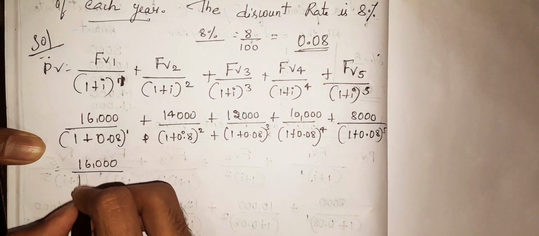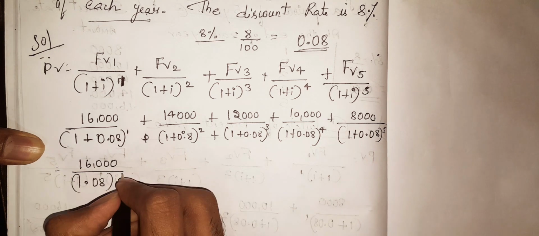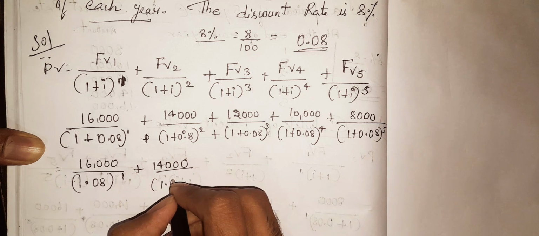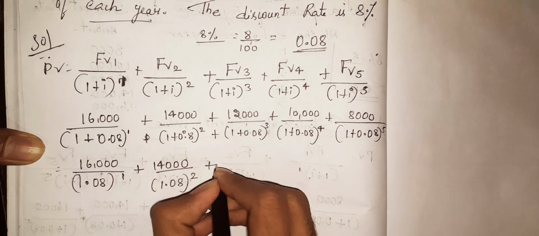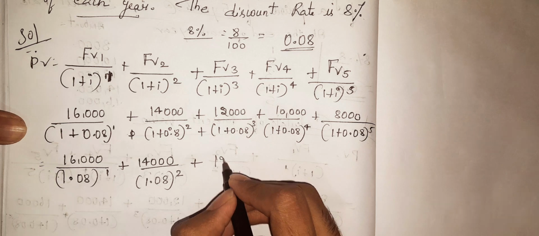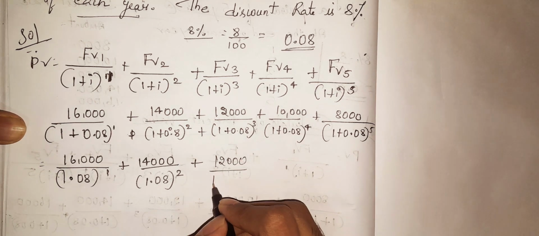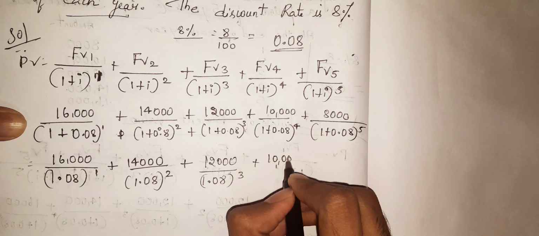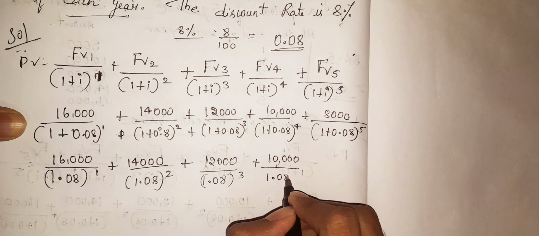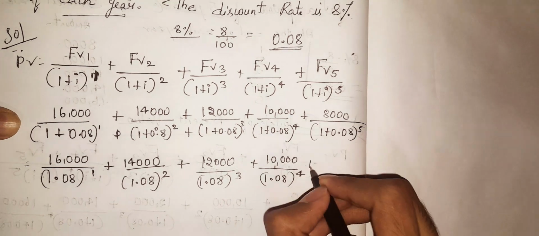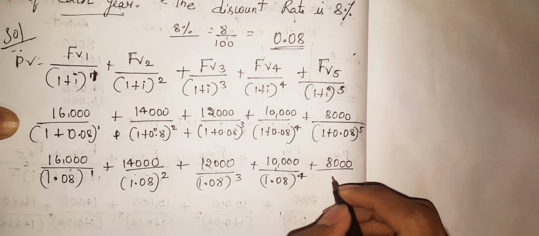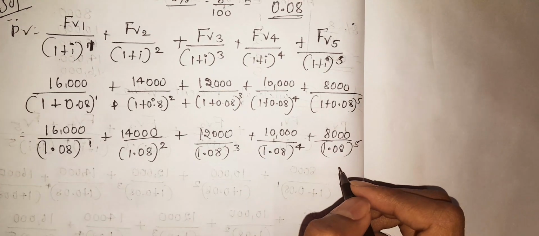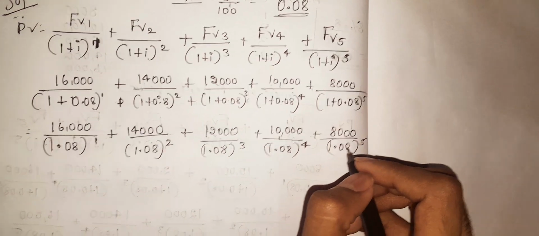So 16,000 divided by 1.08 to the power of 1, plus 14,000 divided by 1.08 to the power of 2, plus 12,000 divided by 1.08 to the power of 3, plus 10,000 divided by 1.08 to the power of 4, plus 8,000 divided by 1.08 to the power of 5. This is the formula.